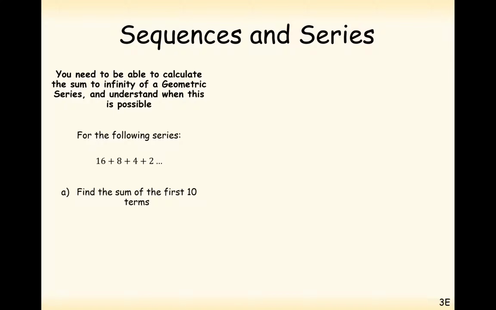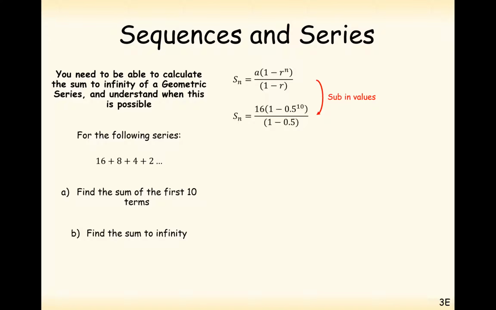So let's have a look at this sequence summation here. Find the sum of the first 10 terms in this sequence. In this case, we're going to use a is equal to 16, r is equal to 0.5, and substitute it into the formula to work out the sum of the first 10 terms. In this case we're going to get 31.96875.